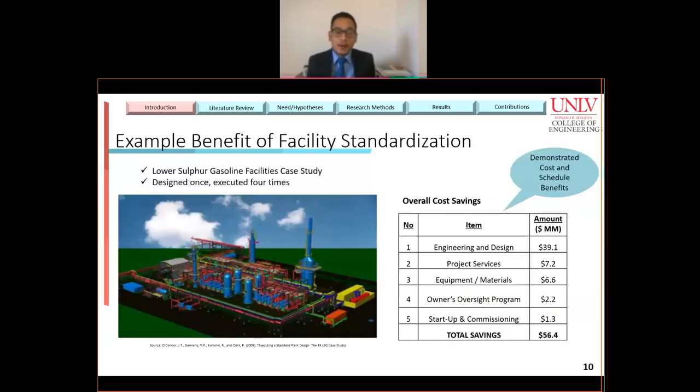Now let's discuss a real life project as an example of standardization executed successfully in projects. CII conducted a case study related to the benefits of standardization in lower sulfur gasoline facilities. This project was designed once and executed 4 times. And you can see the demonstrated cost and schedule benefits in the table. The benefits include savings of over 55 million, which was nearly 13% of the total installed cost.